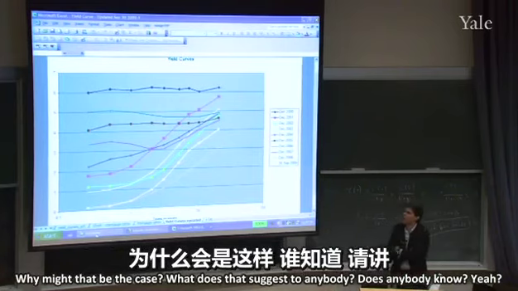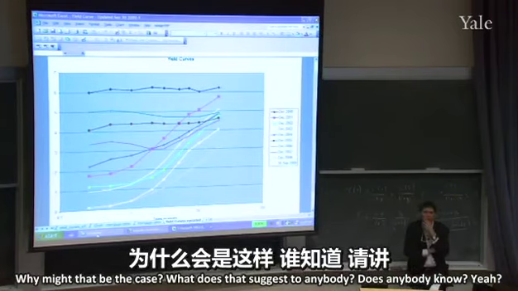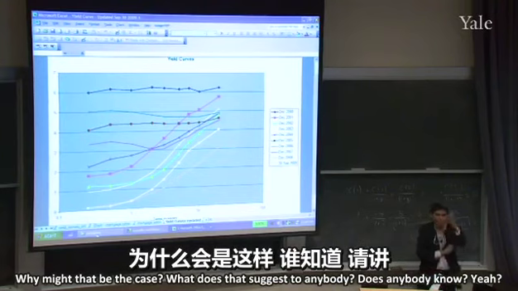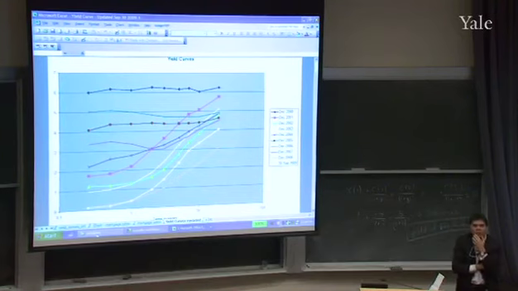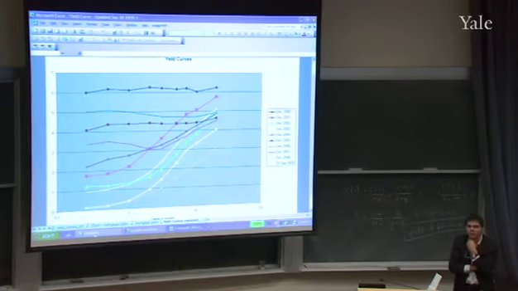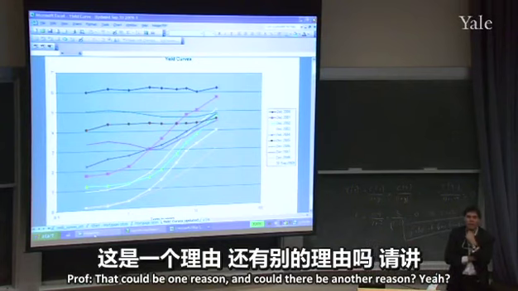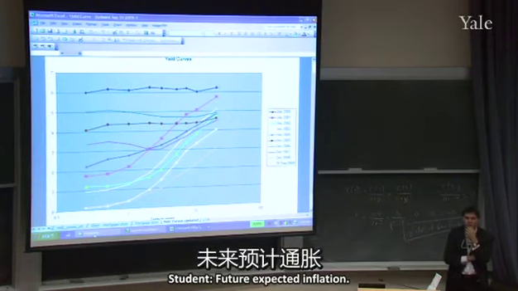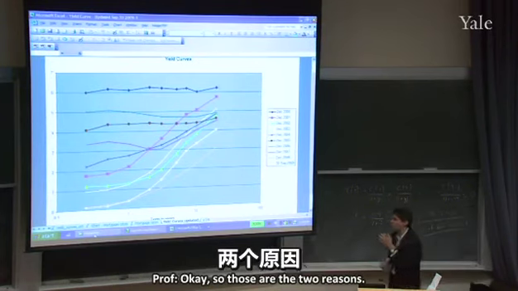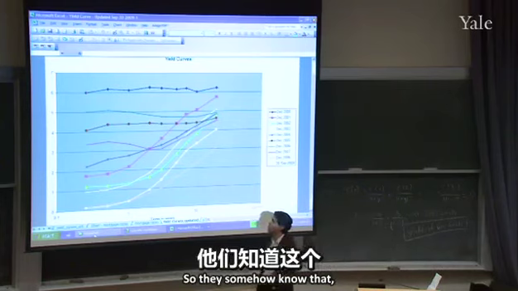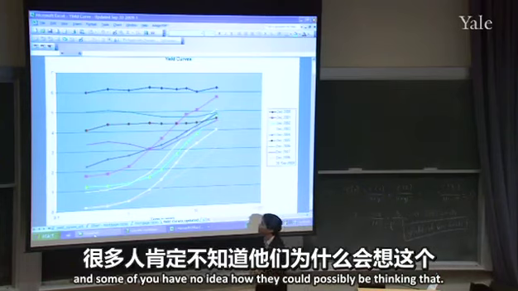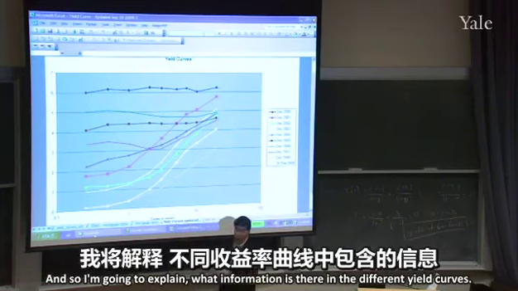Now, why might that be the case? What does that suggest to anybody? Does anybody know? Yep. We're feeling optimistic about where the economy will be in 10 years. That could be one reason, and could there be another reason? Yep. Future expected inflation. Okay, so those are the two reasons. Some of you have no idea how they could possibly be thinking that, so I'm going to explain what information is there in the different yield curves.